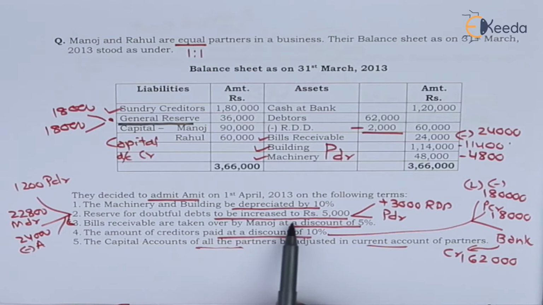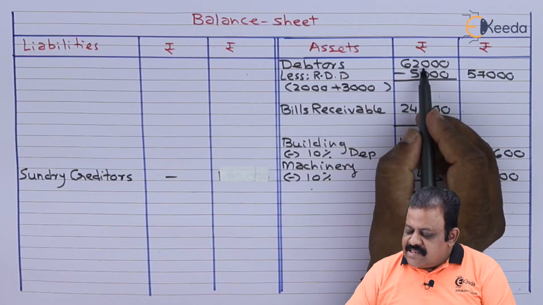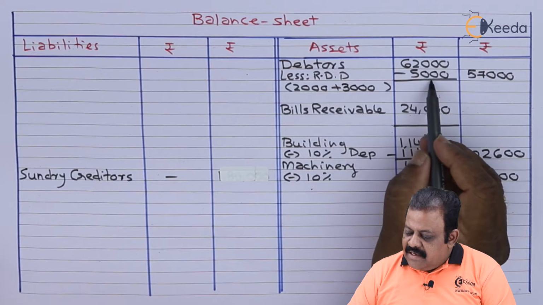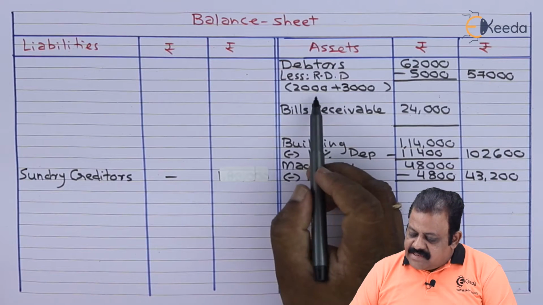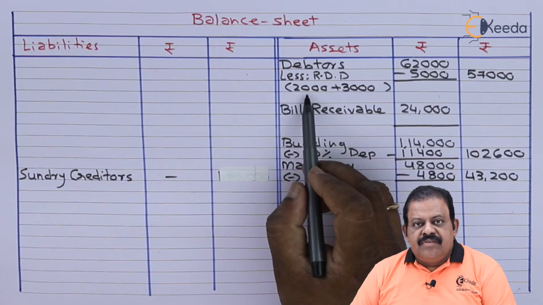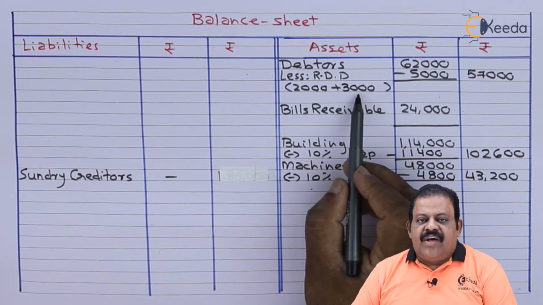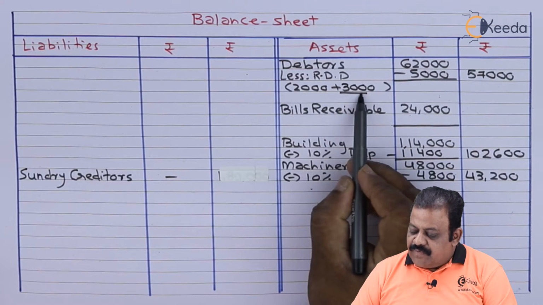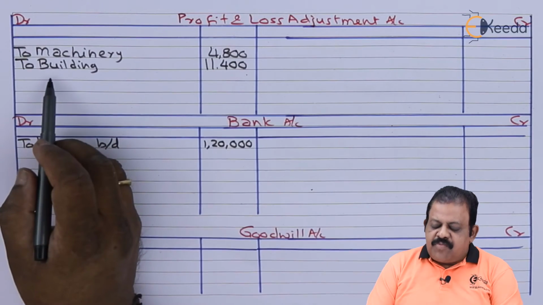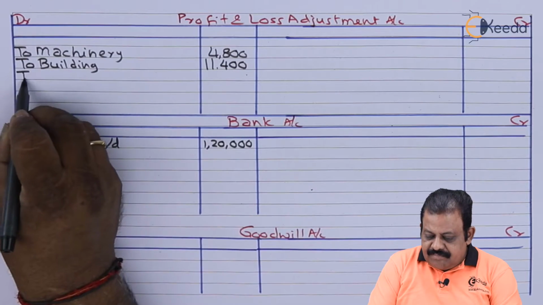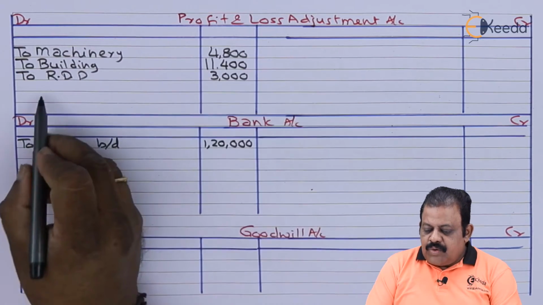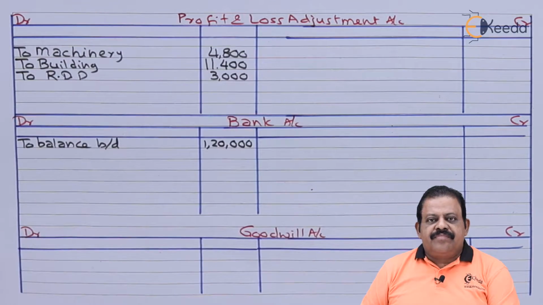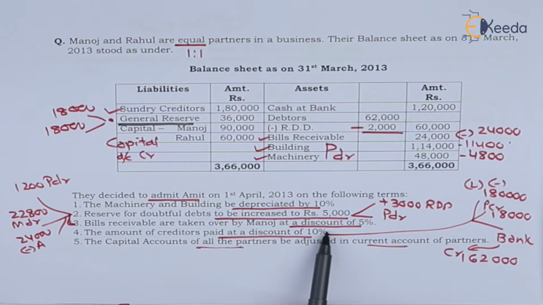Reserve for doubtful debt to be increased to 5,000. Debtors 62,000 less RDD 5,000, net debtors 57,000. Existing RDD is 2,000. We are required to increase it by 3,000. Second effect of this 3,000: profit and loss adjustment account debit to RDD 3,000.